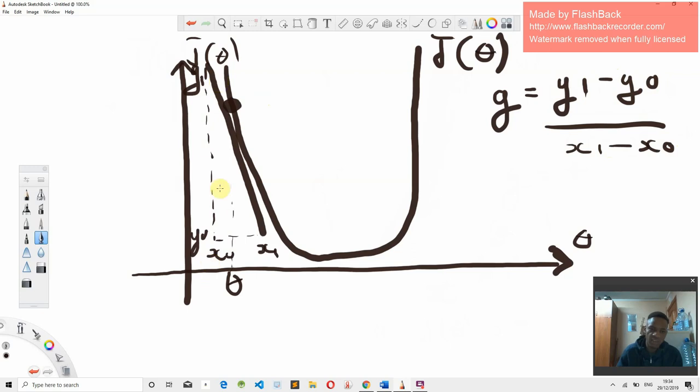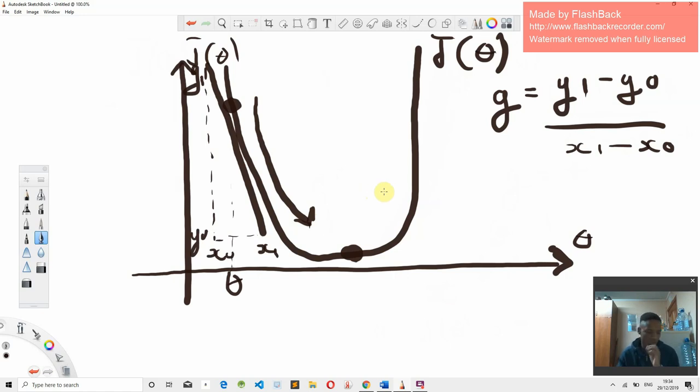So in this case, the gradient is negative. This means our slope at this point is negative. So this means that we are going to take a direction towards the right to the global minimum. So that's the intuition behind gradient descent. We are going to take this direction towards the right to the global minimum.